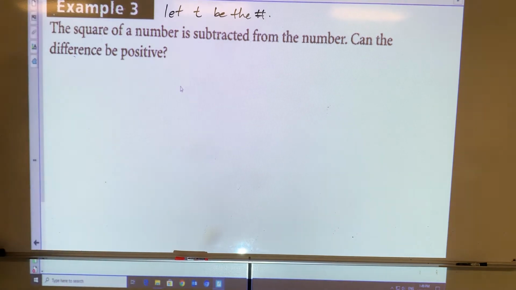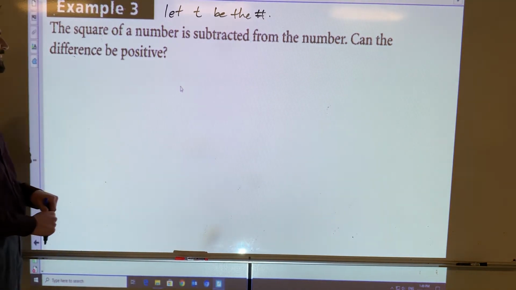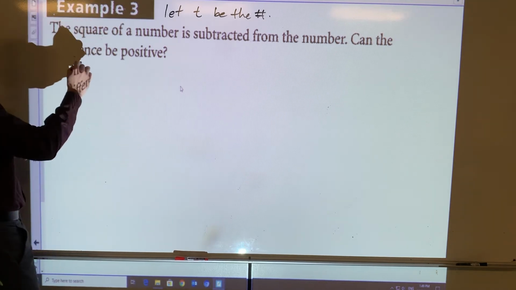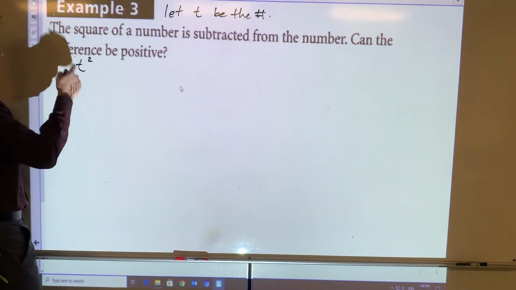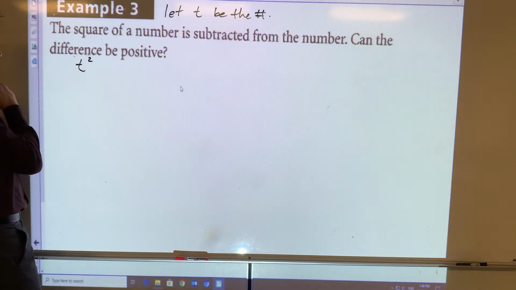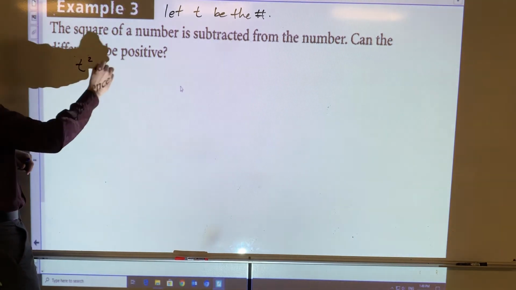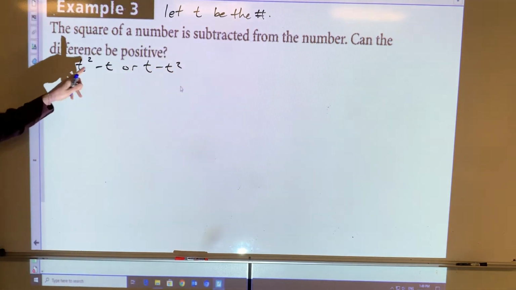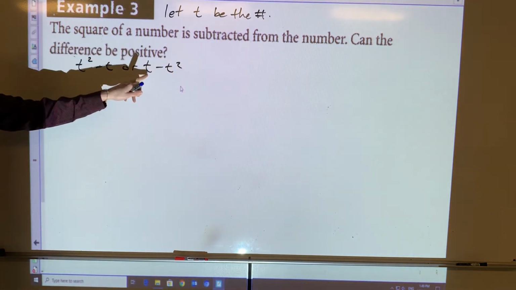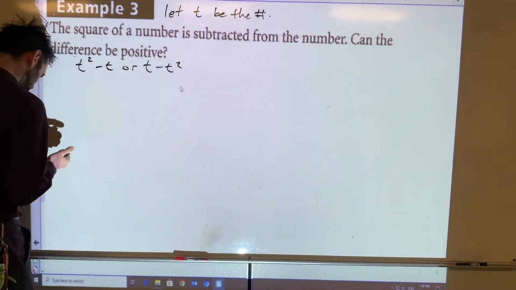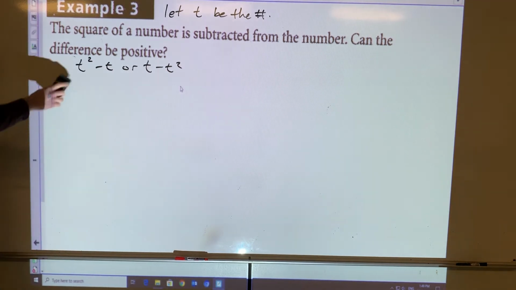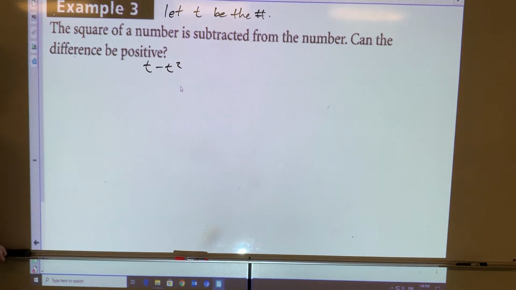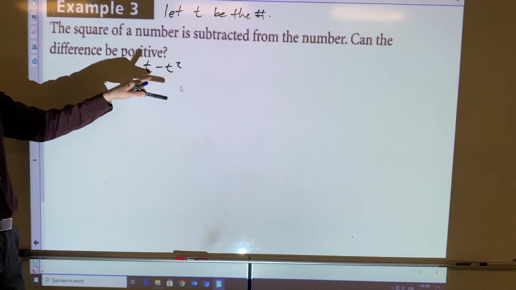So hopefully we can do this question because I'm looking at it and wondering where this is going to go. Well, let's see. So the square of a number. What does that mean? I'm going to take T and square it. So the square of a number is subtracted from the number. Is it this or is it this? Okay, so I'm just trying to model for you how I think. Literally I'd be writing this on the test and realize, oh, it's that one. That's the one. So can this difference ever be positive?